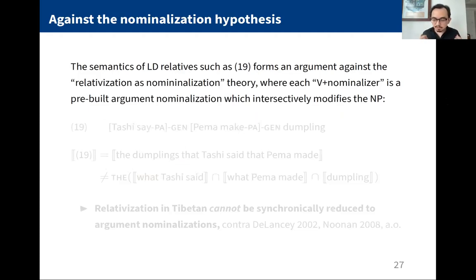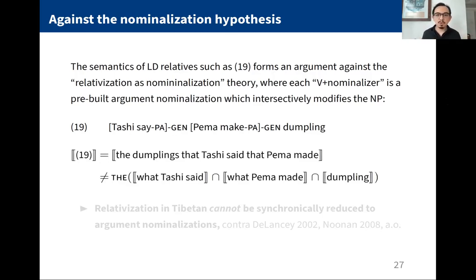Now, immediately from this kind of data point, we have an argument against the view that relativization always just comes from nominalization, the view that I introduced, where a verb plus nominalizer ending is a pre-built argument nominalization which intersectively modifies the noun phrase. So just to spell this out, the example that I just showed schematically is Tashi said Pema made dumpling. And we would imagine under this simple hypothesis that this should be the intersection of what Tashi said, what Pema made, and dumplings.